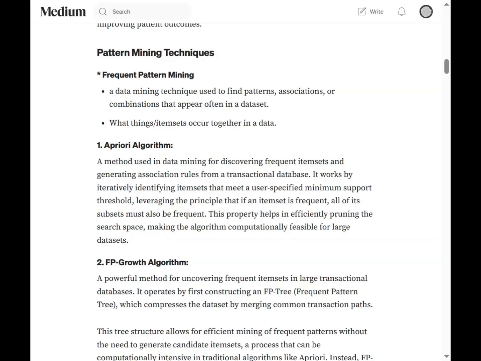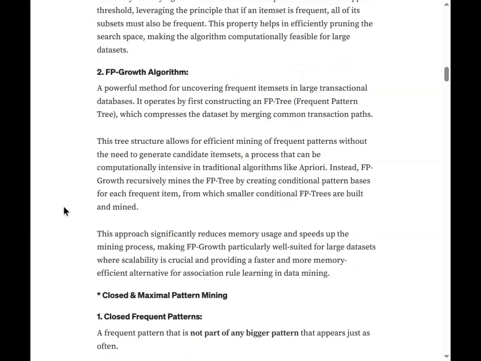Let us see FP-Growth now. FP-Growth builds a compressed structure called an FP-tree. Instead of generating candidates like Apriori, it mines the frequent patterns recursively, saving time and memory. This approach reduces memory usage and speeds up the mining process.